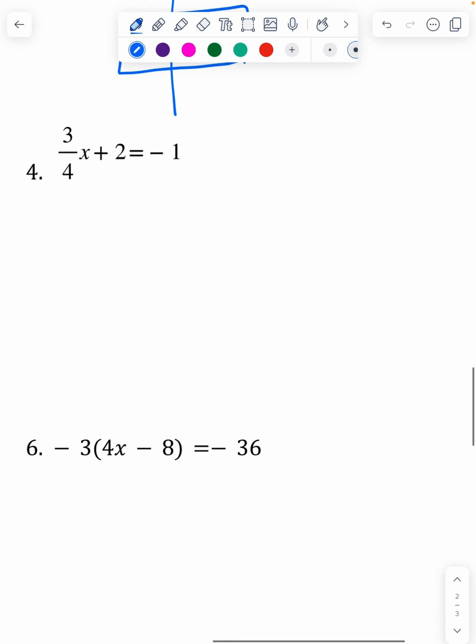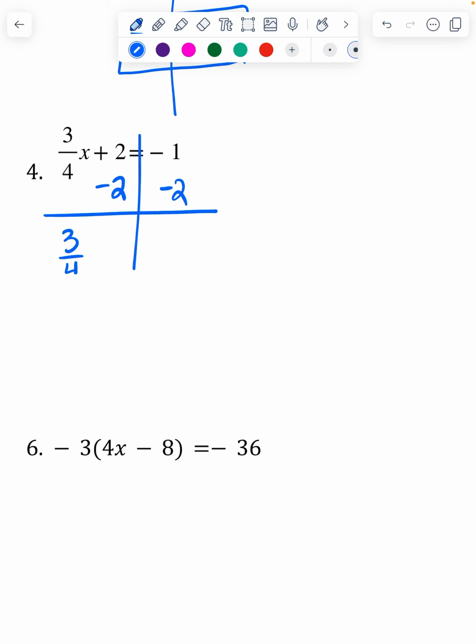Number 4, there's a couple different ways to work with fractions. First, you can just work with inverse operations, so subtract 2 on both sides. And then we're left with 3/4 x equals negative 1 minus 2 more, which gives you negative 3. So be careful with those negatives. And then you can do the fraction in one step. So multiply both sides by the reciprocal, 4/3.